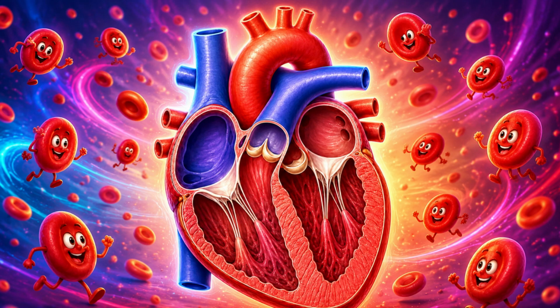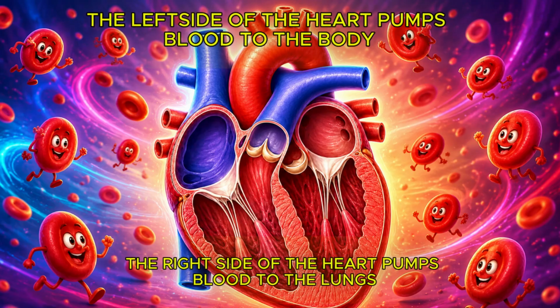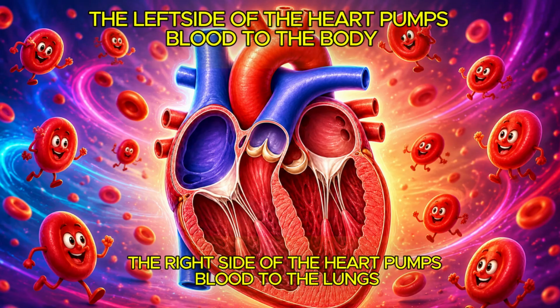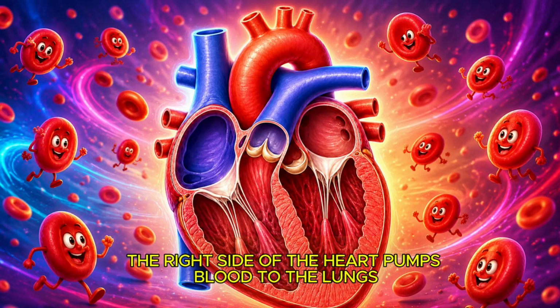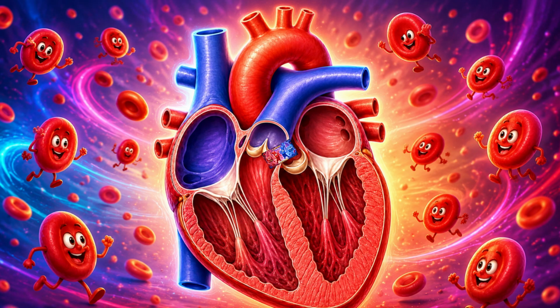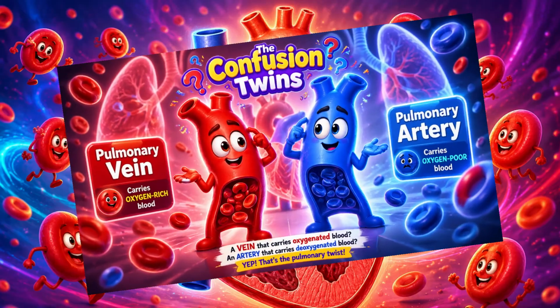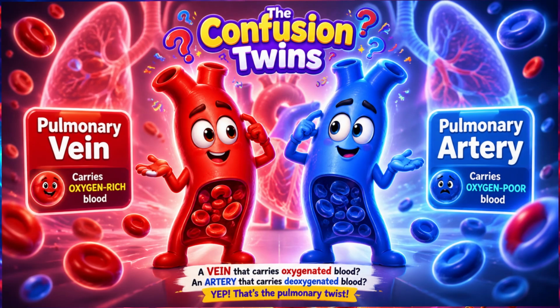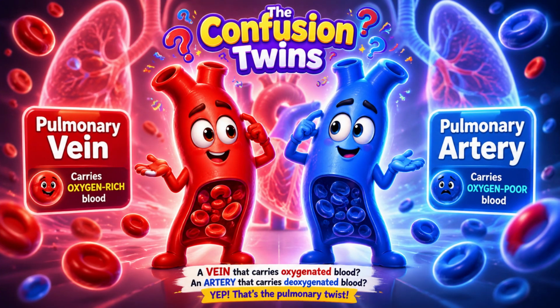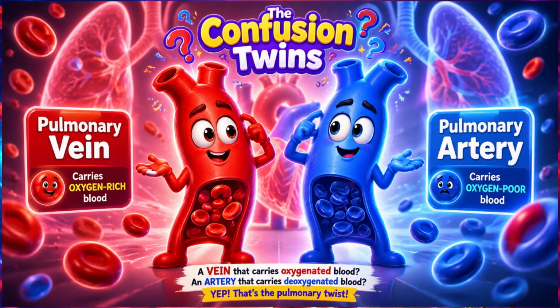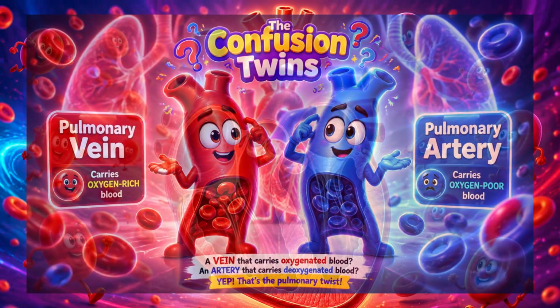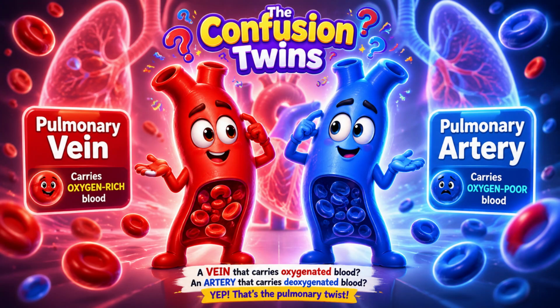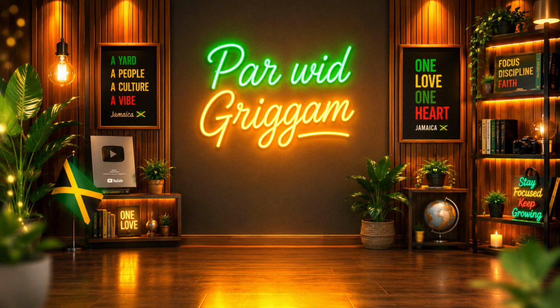Okay? And the left side of the heart pumps blood to the body. The right side of the heart pumps blood to the lungs. And don't forget the confusion twins. Them two brethren disobey the oxygen rule. Okay? Yes man. Don't forget. The pulmonary vein is the only vein that carries oxygenated blood. Alright? And the pulmonary artery is the only artery that carries deoxygenated blood. Alright? Lock it, and don't forget it.